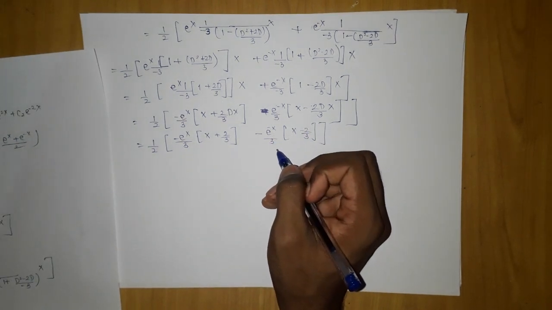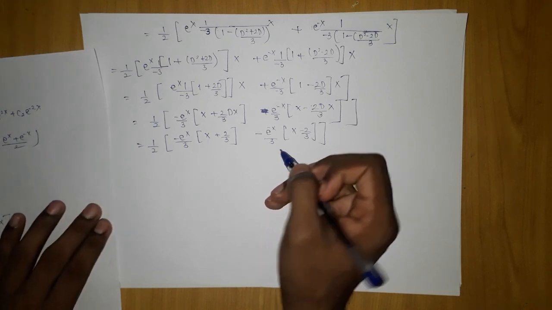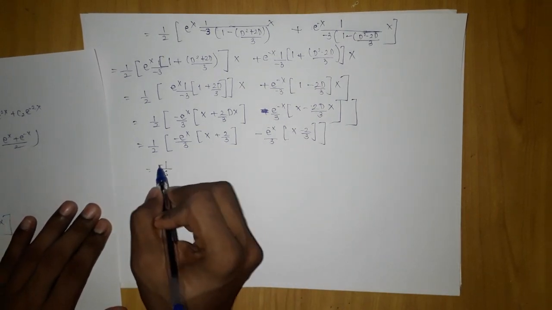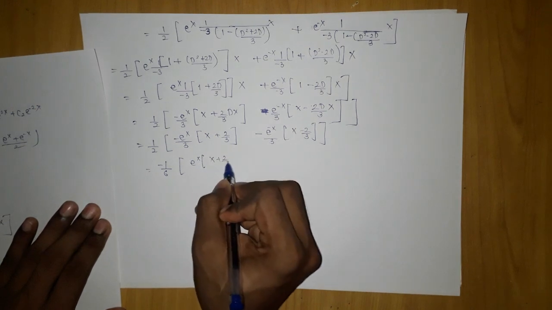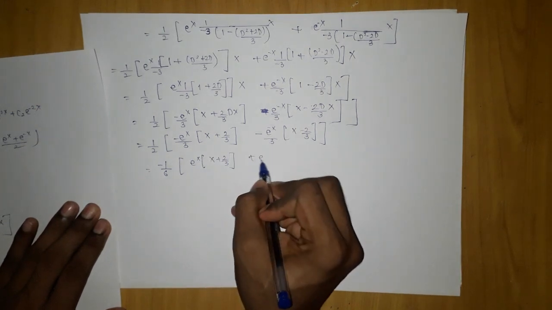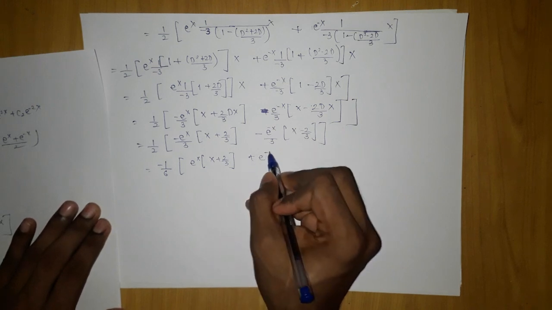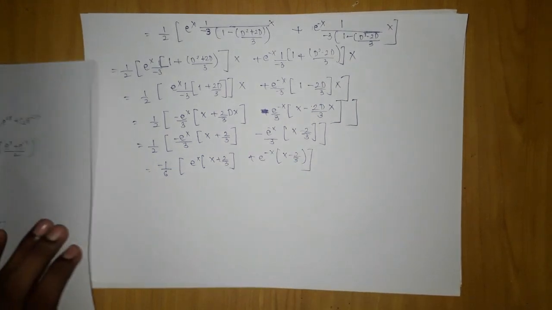So hope you are understanding what we are doing here. Everything is happening, what is happening. So if we simplify further on, we will take minus 3 outside, which will give me finally minus 1 by 6 bracket e to the power x plus 2 by 3 plus e to the power here minus 3 we have taken outside, so this will become plus again bracket x minus 2 by 3 bracket close. So this is our particular integral.